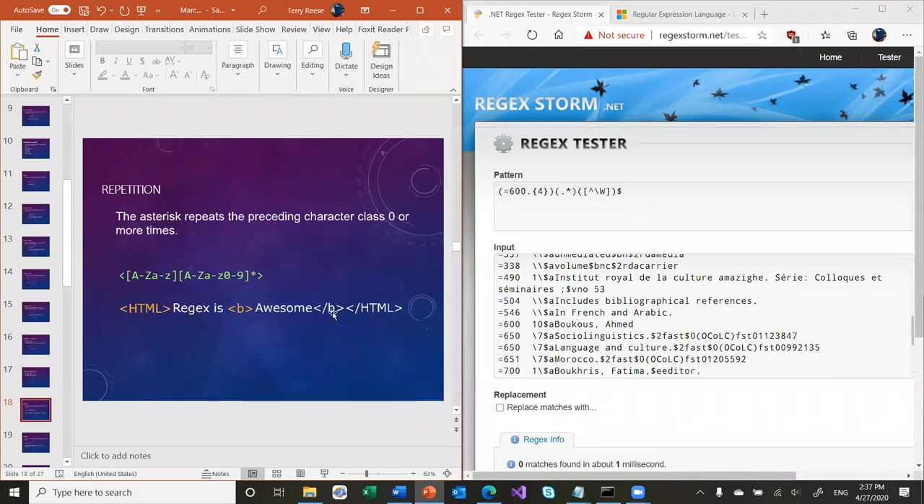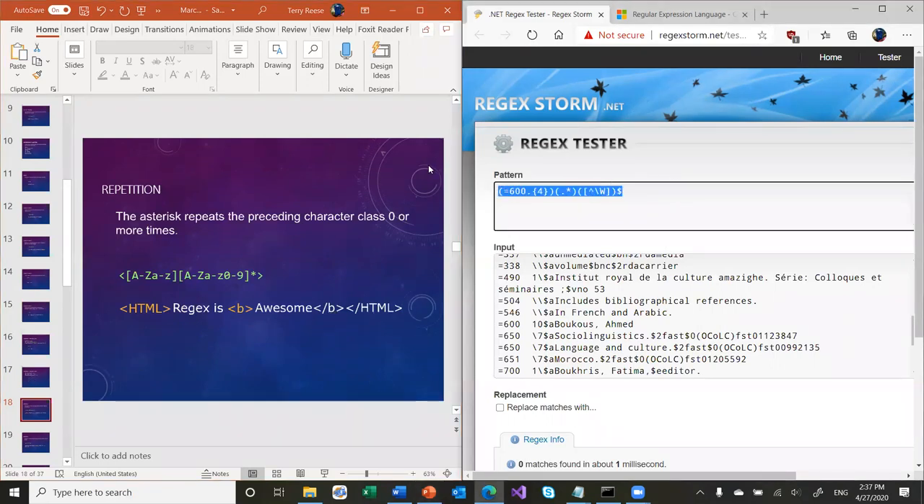Repetition. So essentially we're starting to talk about greediness. Asterisks basically are zero matches to many matches. Pluses are one to many matches. A question mark is zero to one match. So we have different ways to basically match lots of data.